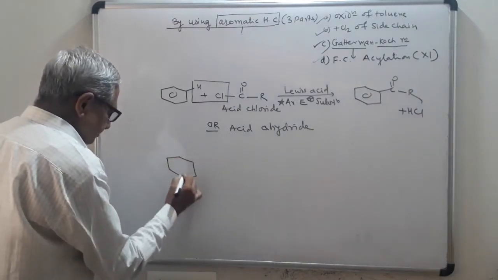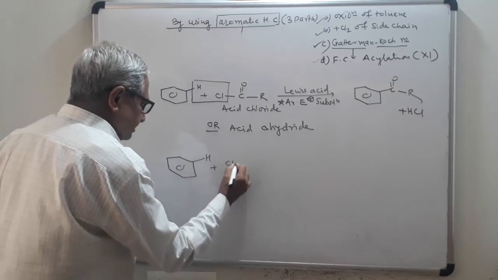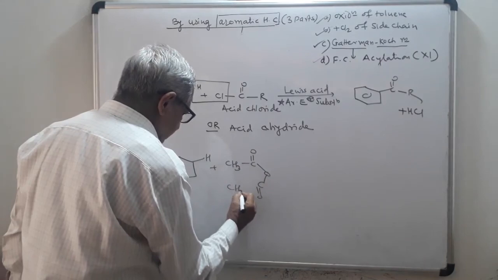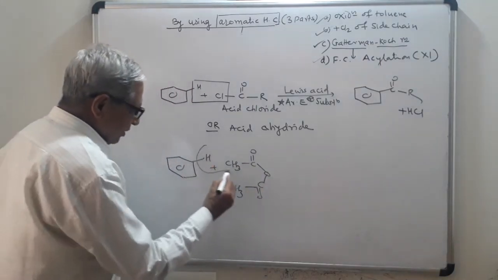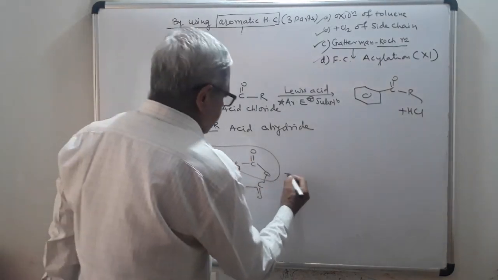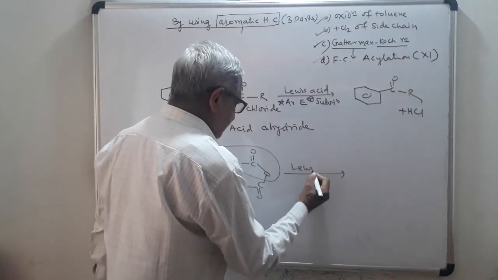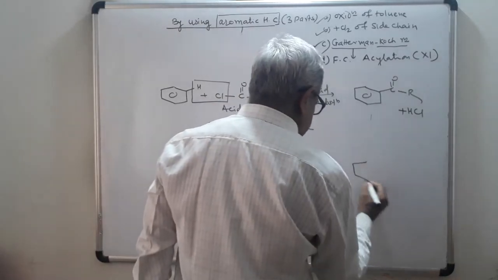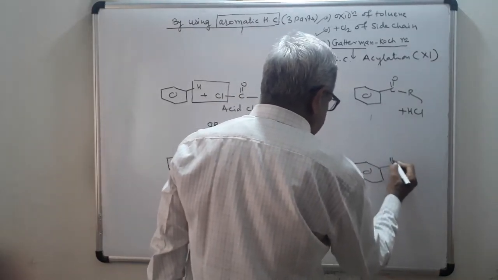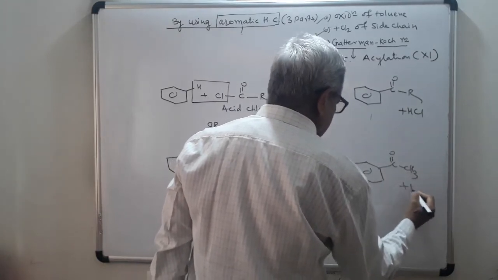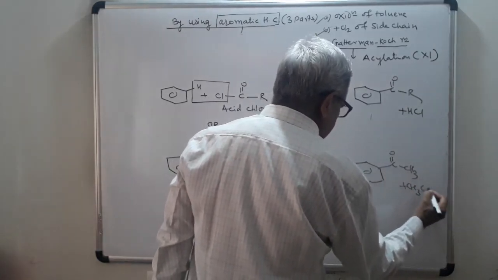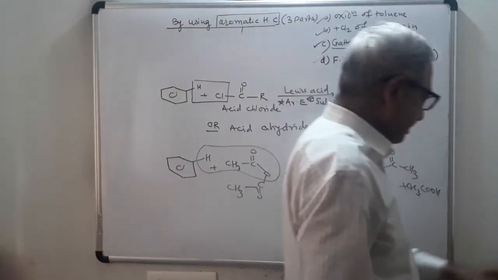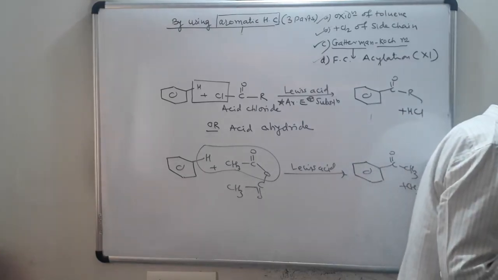Take the benzene ring. Do the reaction with acetic anhydride, CH3, C double bond O, CO, CH3. This is the formula for acetic anhydride. You can easily remove your acetic acid. This reaction is again carried out in presence of a Lewis acid. You will get here the structure, benzene ring directly attached to COCH3. It is known as acetophenone, and your byproduct is acetic acid, CH3COOH. So in this way we can prepare it by using this one.